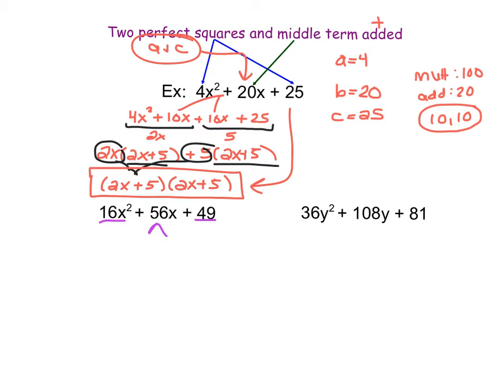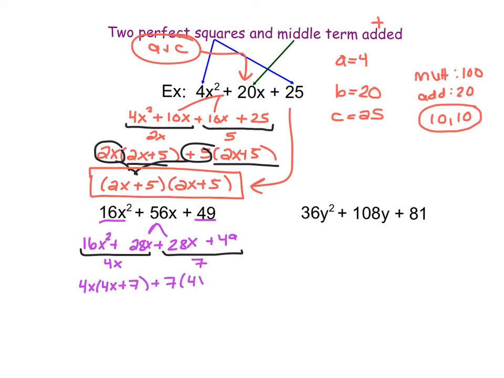And 56 divided by 2 breaks this up into 28x plus 28x. Then I add on my 49 at the end and my 16x squared at the beginning. So then from here I break it into pairs. I find my greatest common factor, which in this first set is 4x. So that becomes 4x plus 7. And in the second set is 7. And then that becomes 4x plus 7.